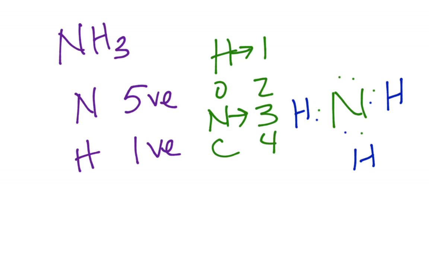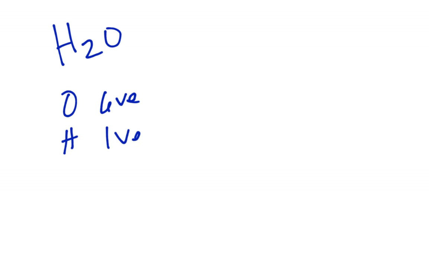Right there. What would the Lewis structure of water be then? Water is H2O. Oxygen has 6 valence electrons. Hydrogen has 1 valence electron. So we draw our oxygen with its 6. Our water with its 1.